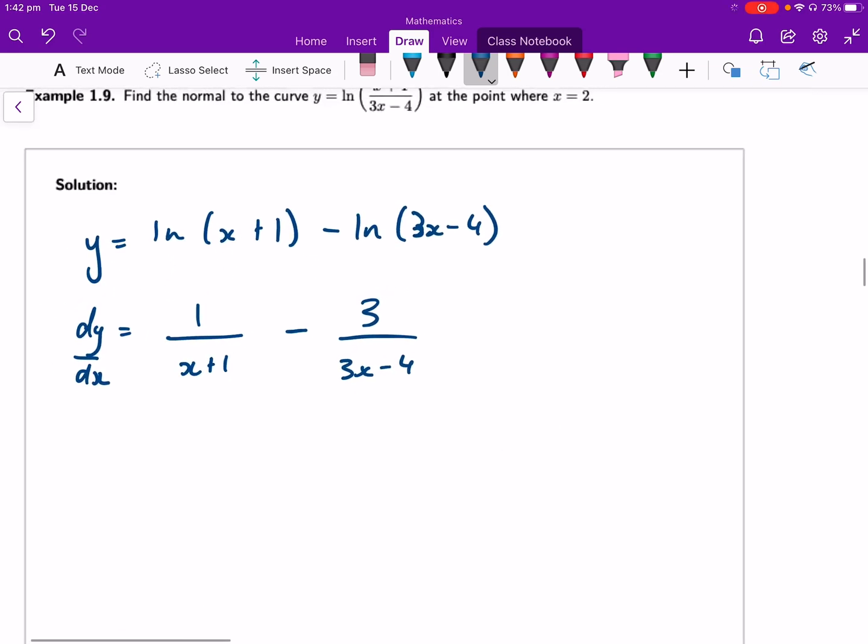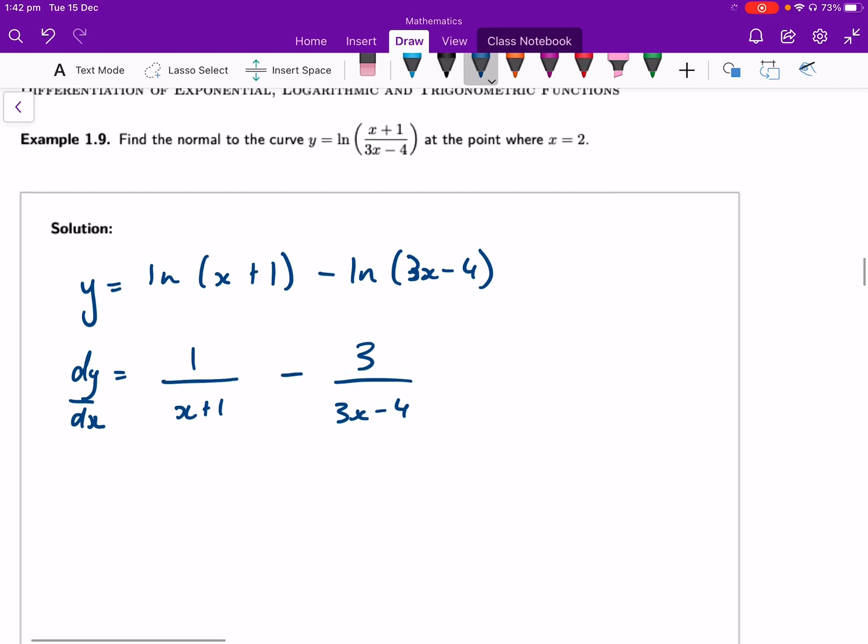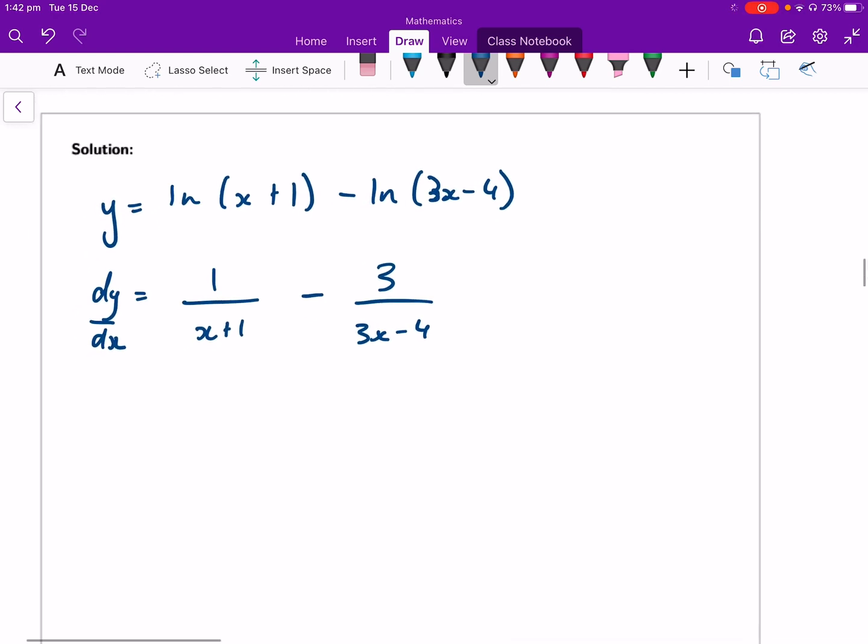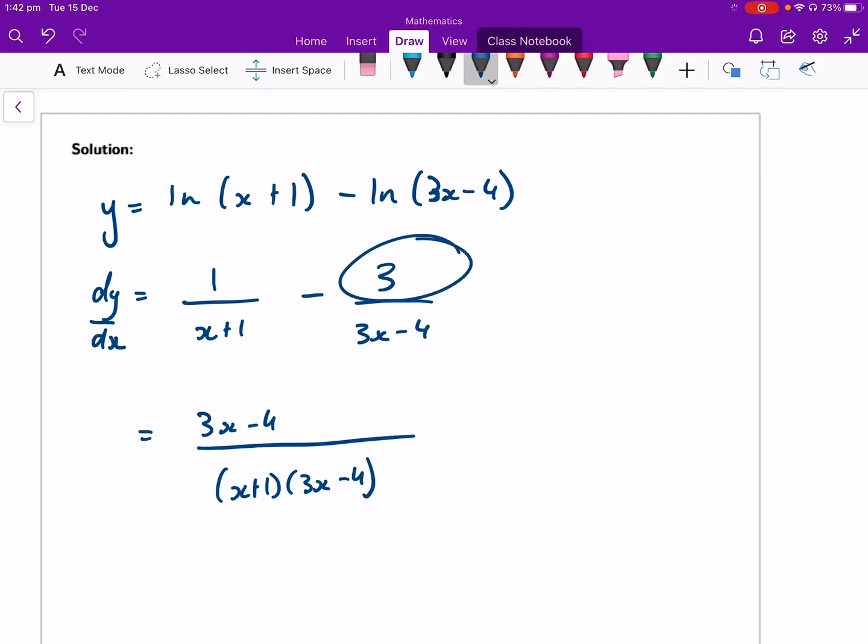Okay, brilliant. Now, I need to let this equal 0, so I might actually make a common denominator here. So I'll multiply the left fraction by 3x minus 4 over 3x minus 4. Okay, and then I'll get this common denominator of (x plus 1)(3x minus 4), because I'm also going to multiply the 3 by (x plus 1) over (x plus 1). Sorry, it should be minus 3x plus 1.